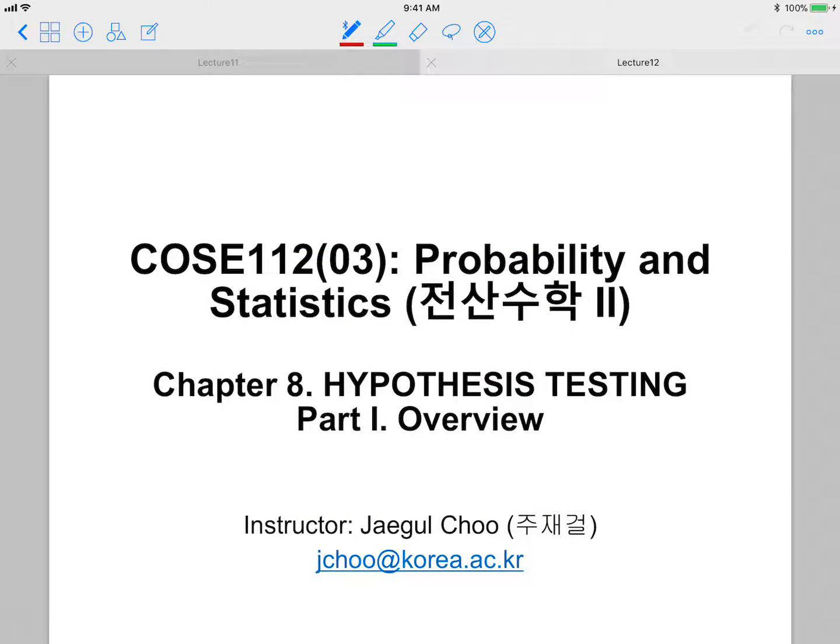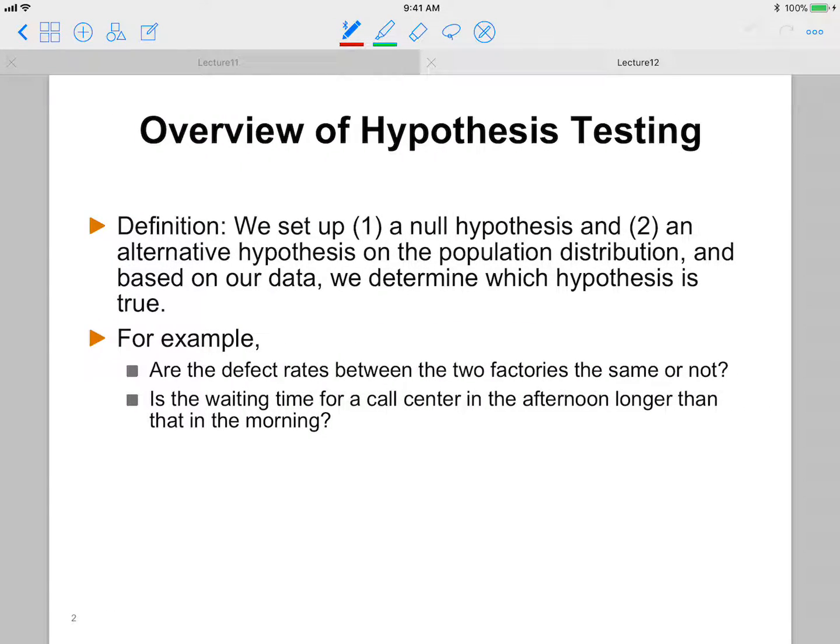Okay, then next chapter is hypothesis testing. So I briefly mentioned about it maybe 20 minutes ago. So here we want to answer some question. And this question involves two different hypotheses, two kind of conflicting hypotheses. So if one is true, then the other is automatically false, and if the one is not true, then the other becomes true.